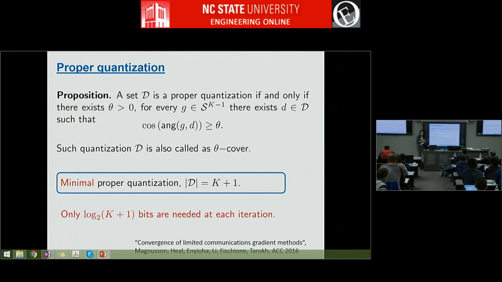So that's the reason why, in the problem I showed before, we only need one bit of communication, because we only have one constraint. K is 1, so we only need one bit. That's enough for us to go. And this is the minimal, sufficient and necessary condition.